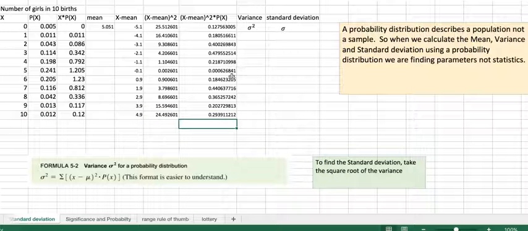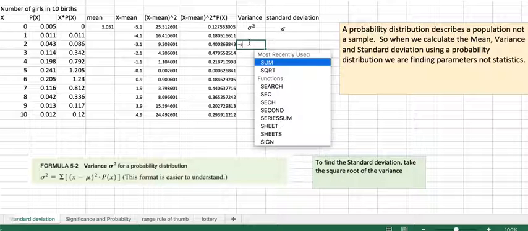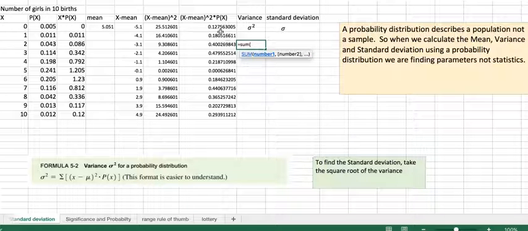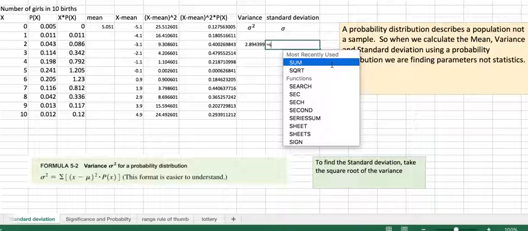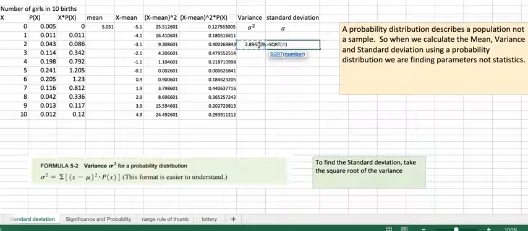Okay, so at this point we have done everything in here and we're ready to add them all up to get our variance. So we're going to find a sum of all of these numbers, which is our variance, is 2.89. And then the variance is the standard deviation squared, so let's take the square root of the variance, and our standard deviation is 1.7, so the measure of spread here is 1.7 girls.